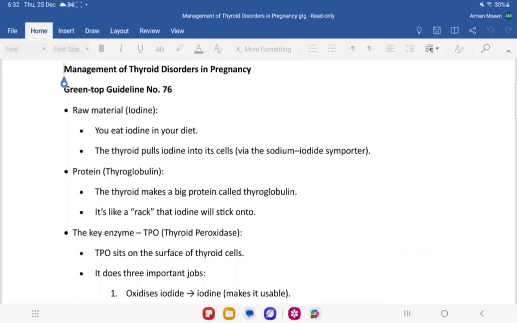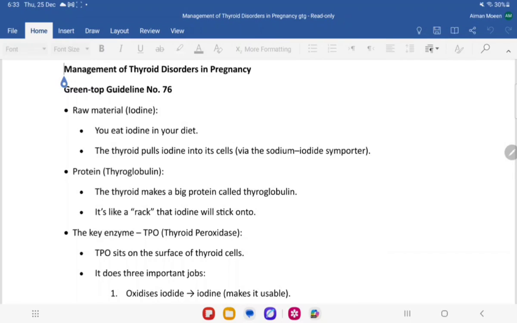So what are the important things that are required for the thyroid gland to work properly and to have euthyroidism, not to have any hypo or hyperthyroidism or any disease of the thyroid? So there are a few things. One is the raw material, that is the iodine that is used by the gland. That is the iodine we eat in our diet. The thyroid gland pulls the iodine into the cells via the sodium iodide transporter.